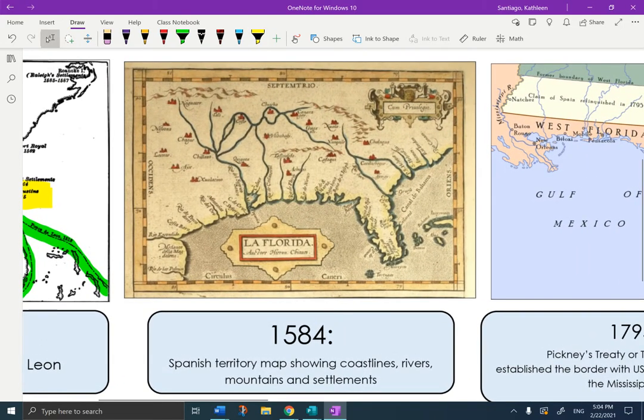1584. I like this map. It's one of the oldest maps that I could find that were original to Spain. So this is a Spanish territory map showing coastlines, rivers, mountains, and settlements. So you can see the settlements. It roughly looks like the United States with the Gulf of Mexico, and to the right, or to the east, is the Atlantic Ocean.